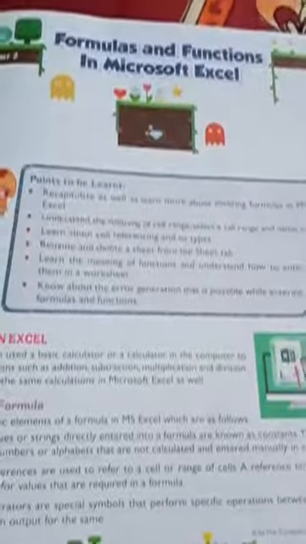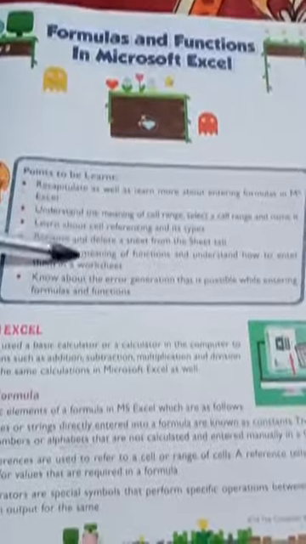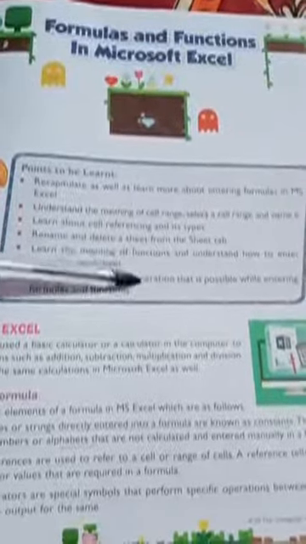To understand this chapter, we have to keep a few points in mind: what is a worksheet, what is a workbook, what do you mean by cell, what is a cell range, how to select a cell range, and what is referencing. There are two types of cell referencing, absolute and relative. What do you mean by functions, what are the different formulas and functions, and how can we use them in Microsoft Excel?